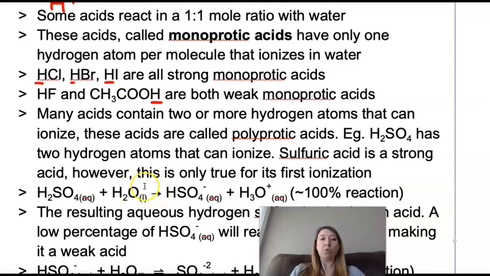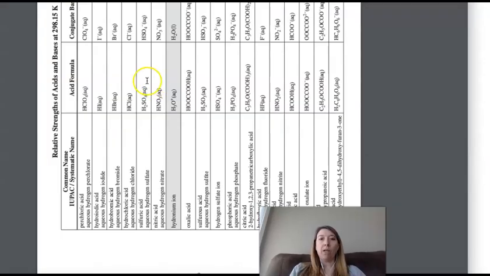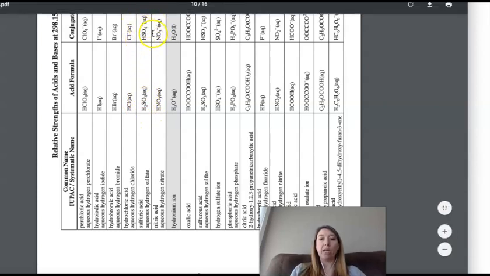It's one of our 6 strong, so we get to use a single-headed arrow. It turns into that hydrogen sulfate and that hydronium, okay? So we took one H away, turned it into HSO4 minus. You'll also find that if you look in your data booklet, when you look at that H2SO4, in the column next to it is HSO4 minus, right? So that can help you figure out, oh, okay, this is turning into this.